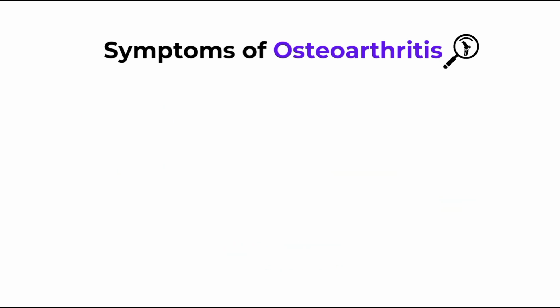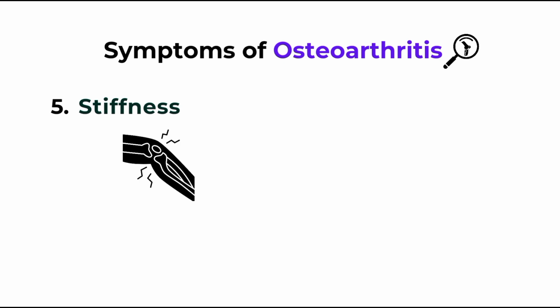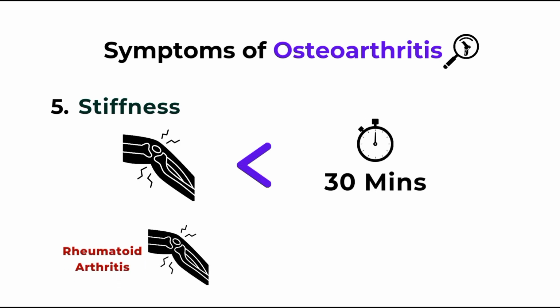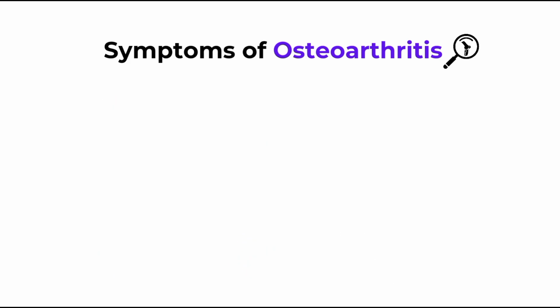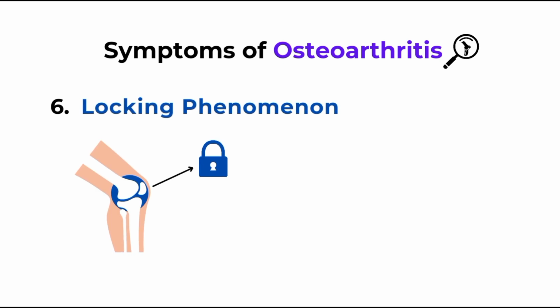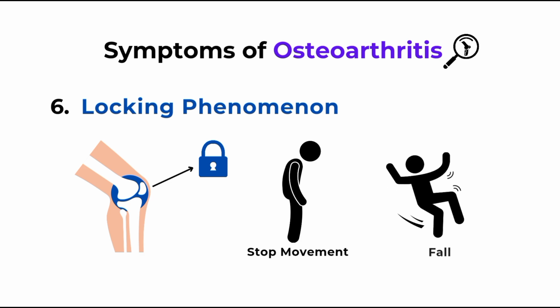Now, in addition to that, patients may also experience stiffness. This stiffness tends to last usually less than 30 minutes, as distinct from the stiffness that occurs in rheumatoid arthritis that tends to last more than an hour. Other symptoms could be what is referred to as the locking phenomenon, where the knee joint tends to lock, and if care is not taken, may require these patients to stop the motion or stop the movement. Sometimes they describe that they almost fall or literally fall, which is like the knee giving way.